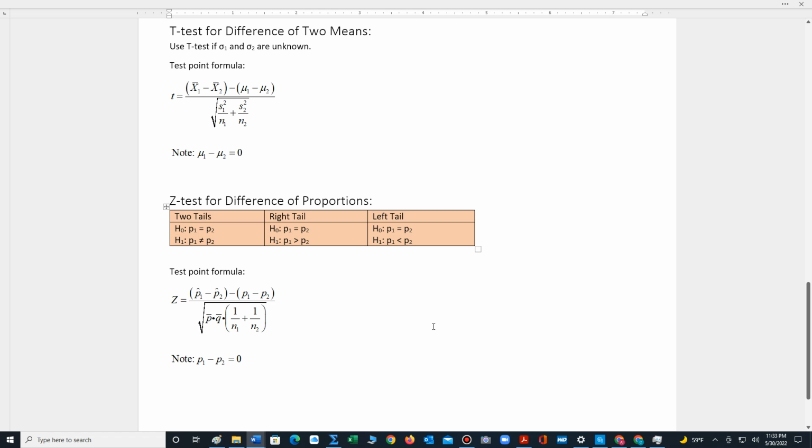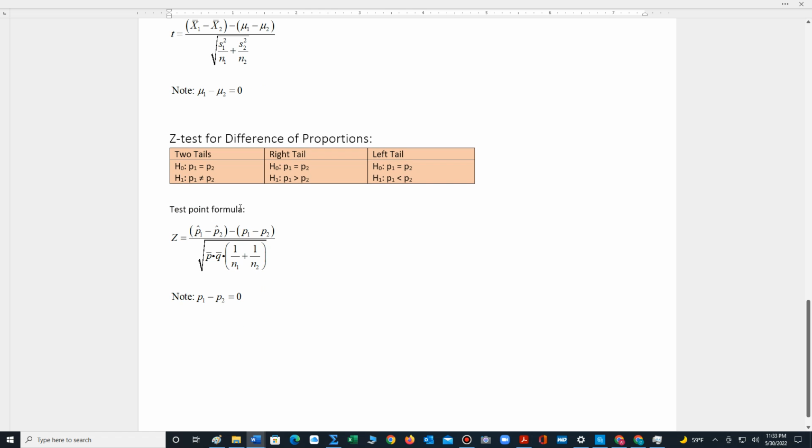Now, we could also have a test for proportions. That's always a z-test. When we test for proportions, we use P1 for population proportion 1, P2 for population proportion 2. Once again, it could be two-tailed. Look at h sub 1, P1 not equal to P2. Could be right-tailed. Once again, look at h sub 1, P1 is greater than P2. Or left-tailed. Look at h sub 1, P1 is less than P2.